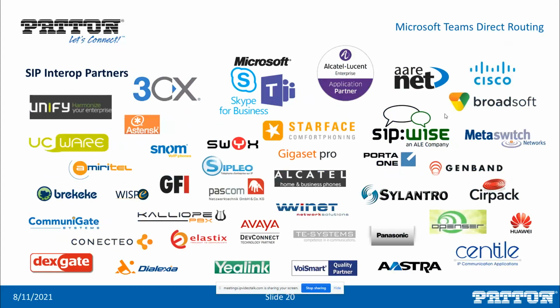I think it's my last slide, right? So my last slide shows the list of our interop partners, and as a matter of fact, it's not all of them. There are more. You can see the known vendors such as Cisco, BroadSoft, Metaswitch, Alcatel-Lucent, of course Microsoft, Unify, 3CX, Snom, but also vendors like Arnet that are probably not very known here, and others. We have the interoperability done with all of those vendors, and their products can be used with our devices.